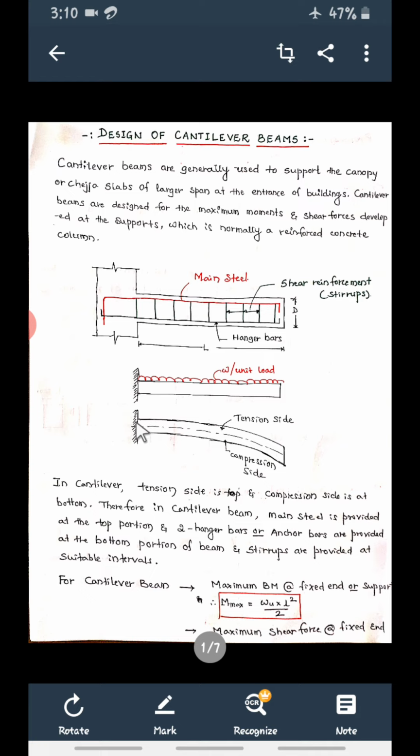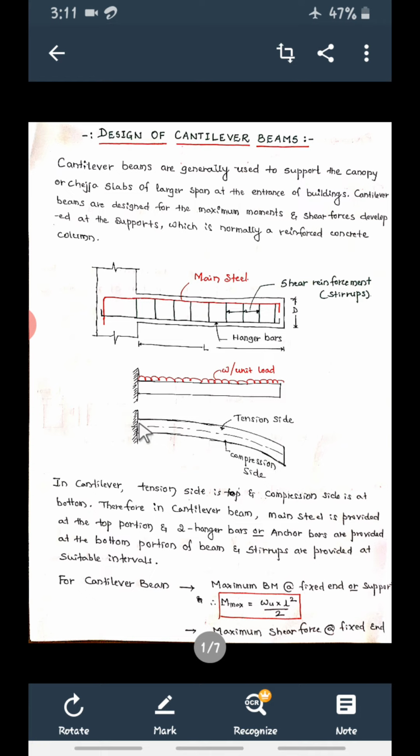Next important thing is the reinforcement. Where is the reinforcement provided in a cantilever beam? As you know, in a simply supported beam, the main reinforcement is provided at the bottom, because in a simply supported beam the bottom side is the tension face and the top is the compression face. But in a cantilever it is reverse. When this cantilever beam bends like this, the tension comes at the top. The tension face will be at the top and the bottom will be the compression face.